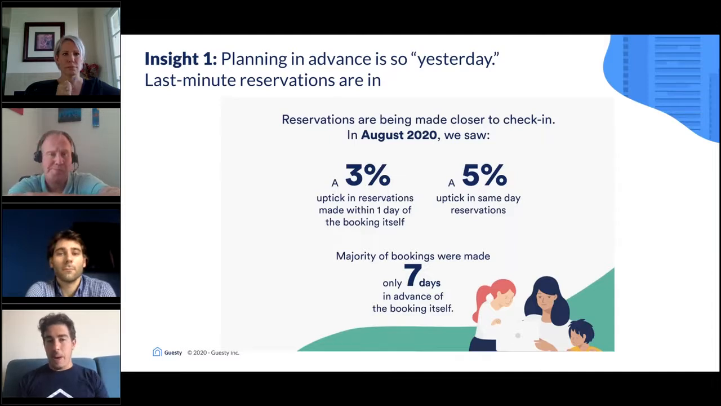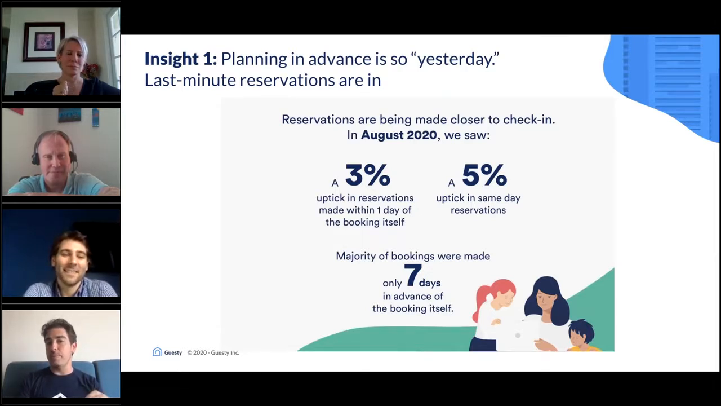Let me talk a little bit about insights that we are seeing. So planning in advance, as we said, is so yesterday, last minute reservations are in. I want to show you here something that is pretty meaningful. A lot of the property management companies we're talking with are talking about the pandemic, the COVID era, as like 2 stages. The big slump, the big darkness, somewhere from late March to late May, and then basically the revival of the industry, which kind of happened in June, July, August.